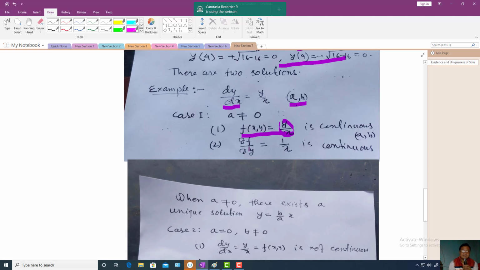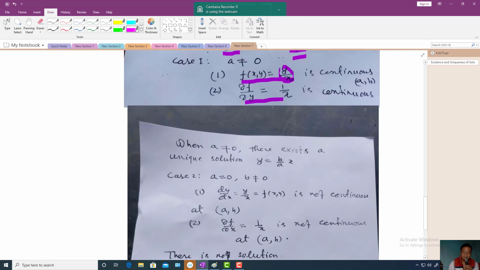Next, let us see the partial derivative part. Del f by del y is equal to 1 upon x. This function is also continuous when a is not equal to 0. So when a is not equal to 0, condition 1 and condition 2 are fulfilled. But what does it say? It says that there exists a unique solution passing through this point (a, b), whenever a is not equal to 0.